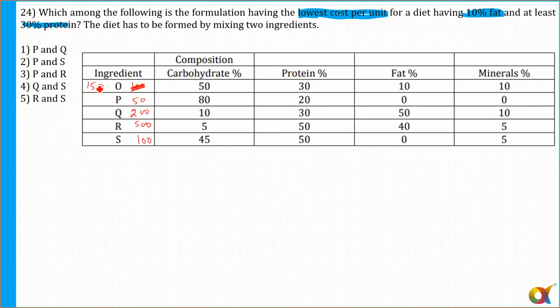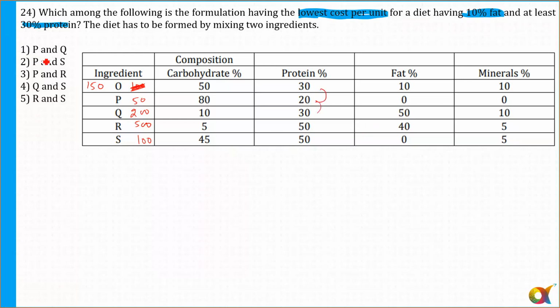We can go by options. Let's see if we can eliminate any of the options straight away. I need a diet having exactly 10% fat and at least 30% protein. A lot of combinations are possible for 10% fat. For protein, I need at least 30%. So remember, this 20, P, can't be mixed with O and Q.